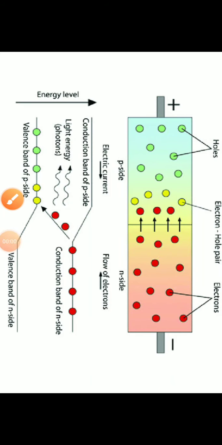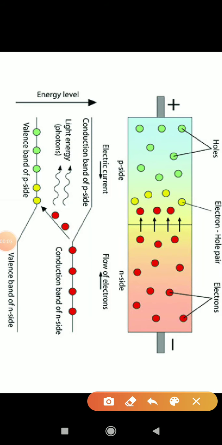Hello students, in this video we learn about the principle and working of light emitting diode. It is commonly called as LED, light emitting diode. A light emitting diode is commonly a used PN junction diode, but it is heavily doped.